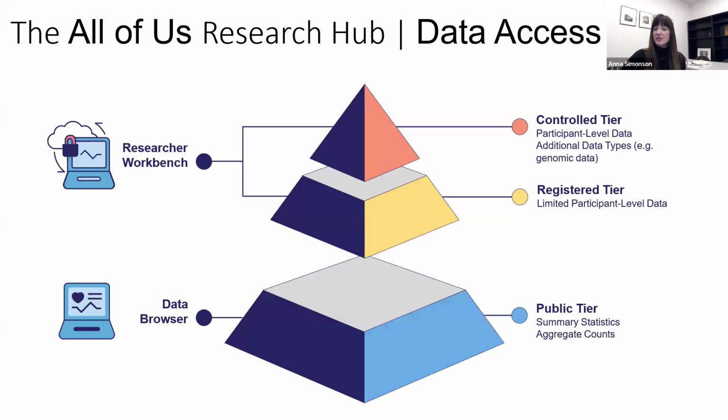There are also 2 different tiers for registered researchers. So one is called registered and one is controlled. And as I mentioned, at USD, you will automatically have access to that controlled data, which is the only one with the genomic data, and also some other things as well.